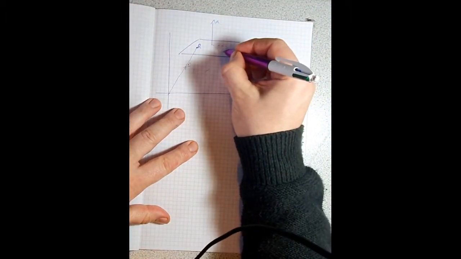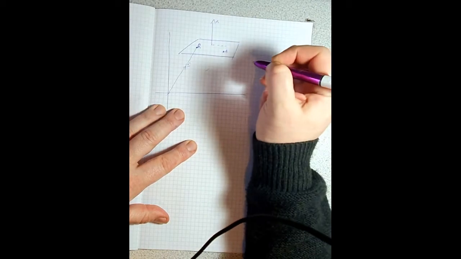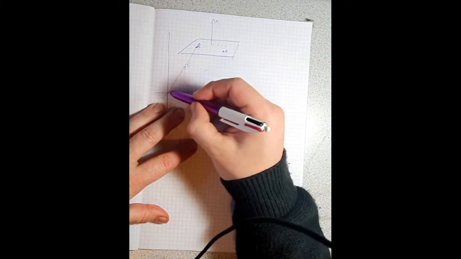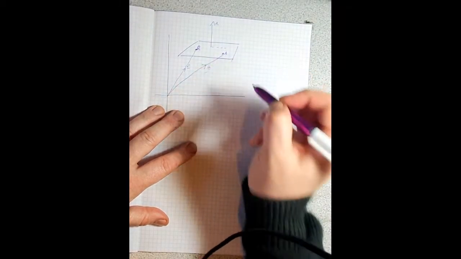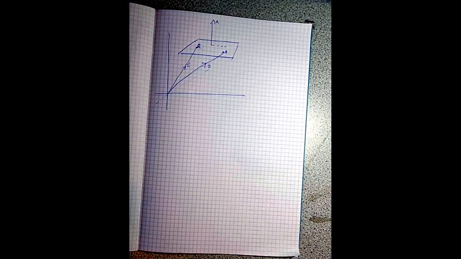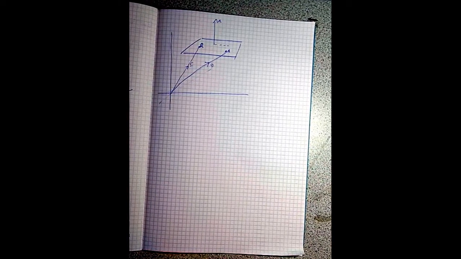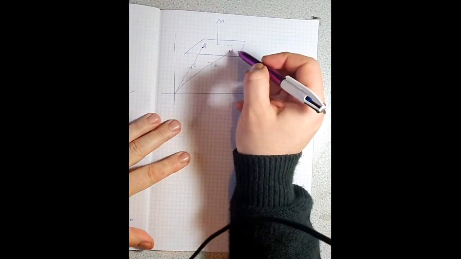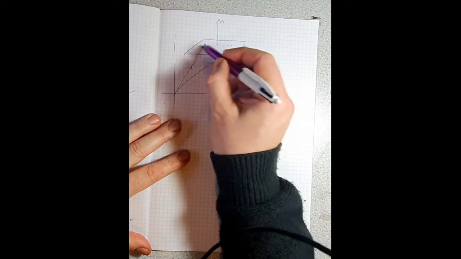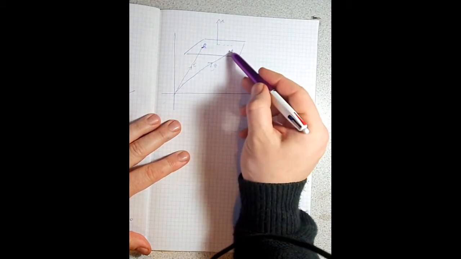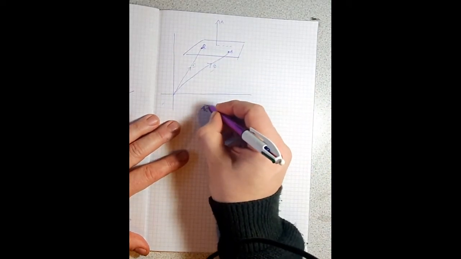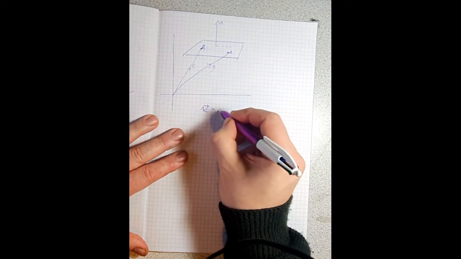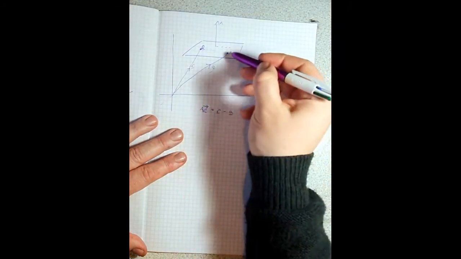I've also got another point, A, and its position vector, that's an awful straight line, but you get the idea, is a. Now, the vector from A to R, to get from A to R, I go down a and up r. So vector AR is r minus a, or minus a plus r.